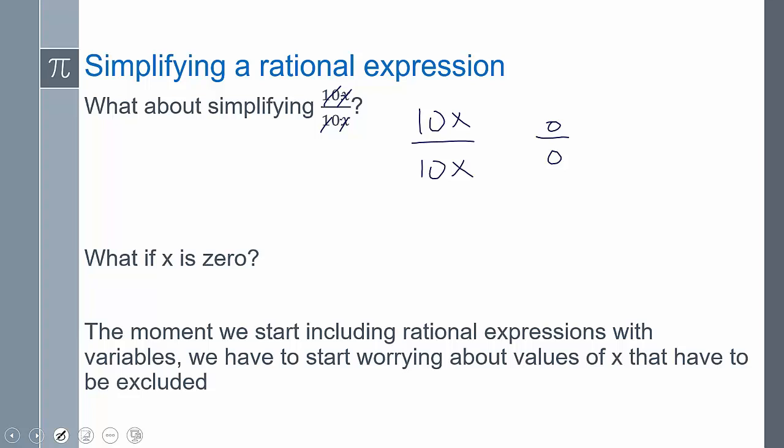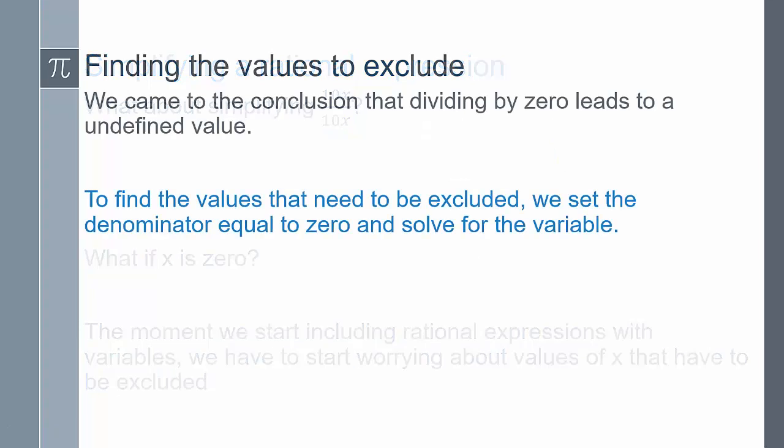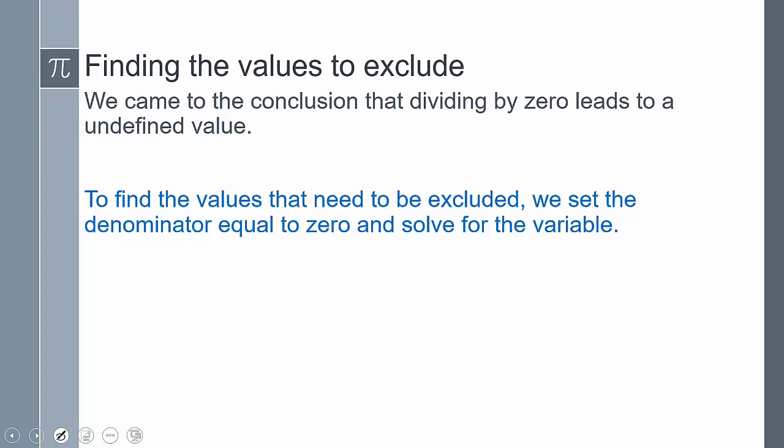Well, that's undefined. This brings up an issue that we're going to explore further in this chapter. And so what we would have to do is exclude the possibility of x being 0, because if I include it, then it gives me an undefined value. But like I said, we just need to be able to recognize it for now, and we're going to explore that idea further. So to find the values that need to be excluded, you set the denominator equal to 0, and you solve for the variable. That's essentially what we need to know.